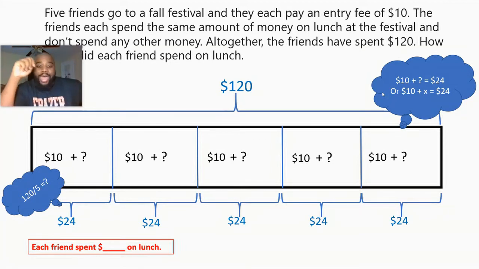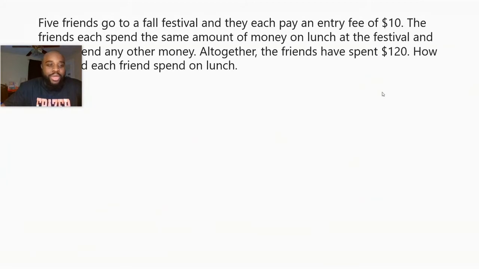Okay, welcome back. If you said that 10 plus 14 equals 24, then you are correct. Give yourself a pat on the back. Good job. So each friend spent $14 on lunch. All right. Now I'm getting ready to show you a different way, because a colleague and I both saw this differently. This is another way we came up with to do it.